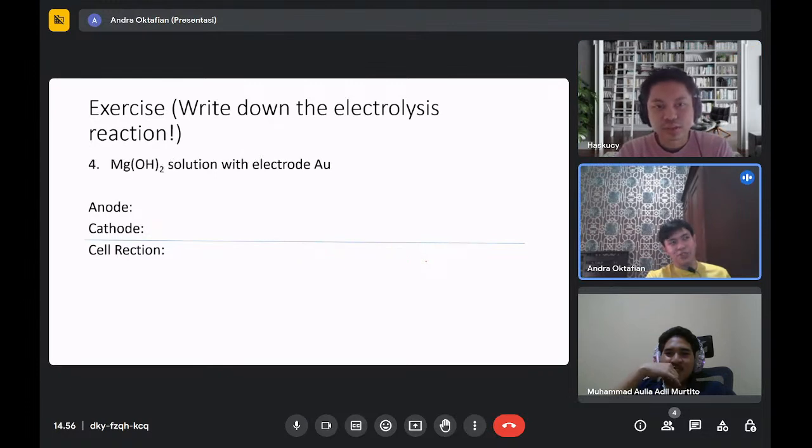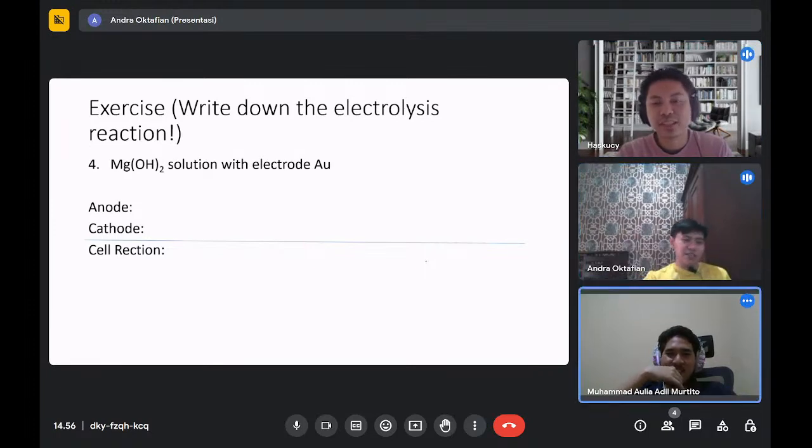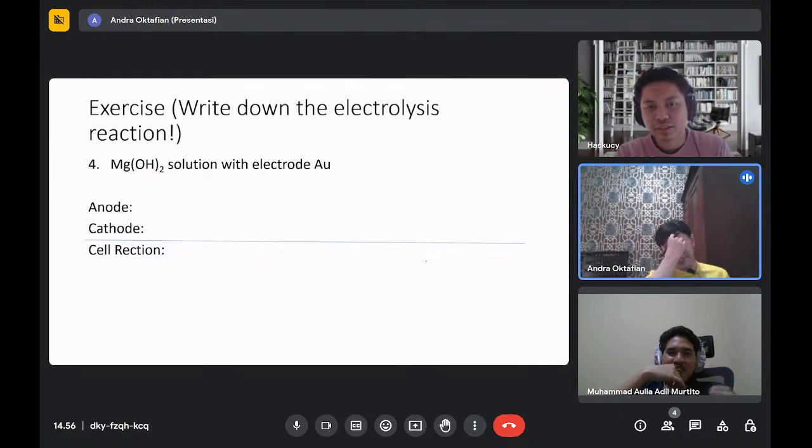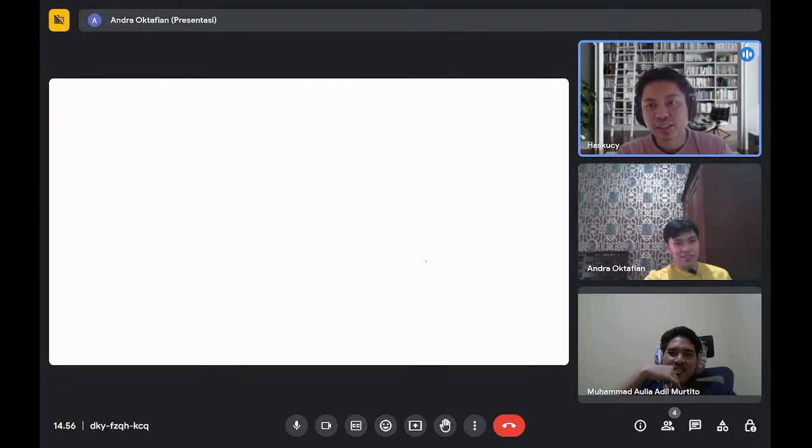At least you know how the idea is implemented, or the idea of how the electrolysis cell works. But it is interesting though.